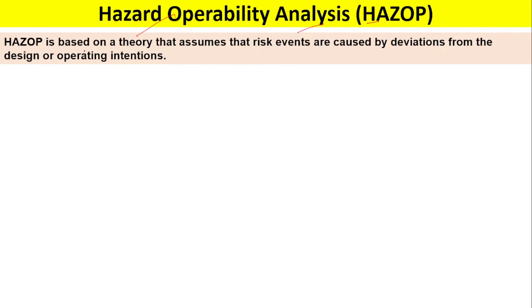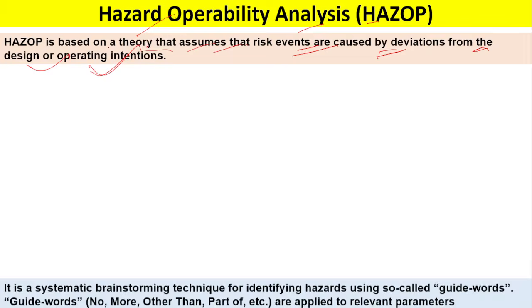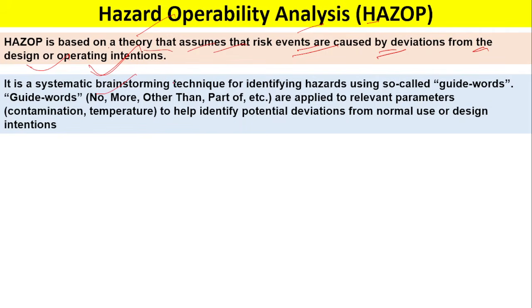Hazard operability analysis is based on a theory that assumes that risk events are caused by deviations from the design or operating intentions. It is a systemic brainstorming technique for identifying hazards using so-called guide words.